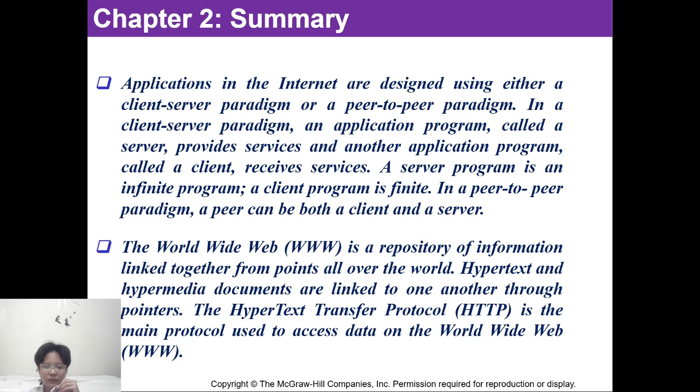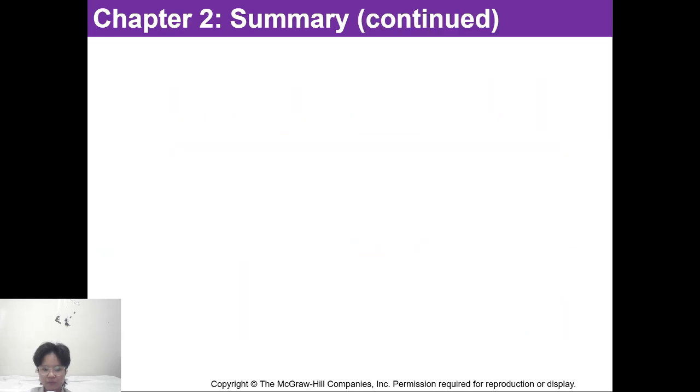The World Wide Web is a repository of information linked together from points all over the world. Hypertext and hypermedia documents are linked to one another through pointers. The Hypertext Transfer Protocol (HTTP) is the main protocol used to access data on the World Wide Web.